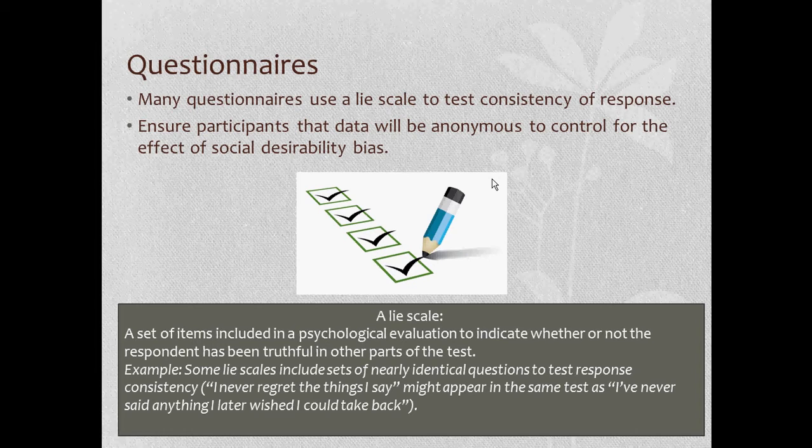You can ensure participants that the data will be anonymous to control for the effect of social desirability bias. If you have social desirability bias in your questionnaire responses, that's going to really affect the validity of the data, because participants are not going to give truthful and honest responses, and that's obviously what you really want within a questionnaire. To know that your questionnaire is actually measuring what it's trying to measure, you've got to have honest responses from your participants.